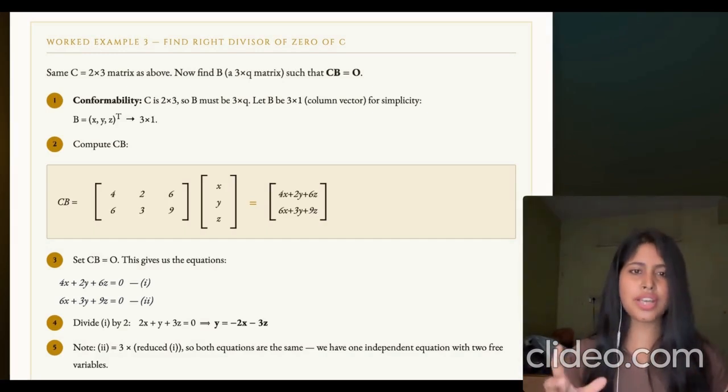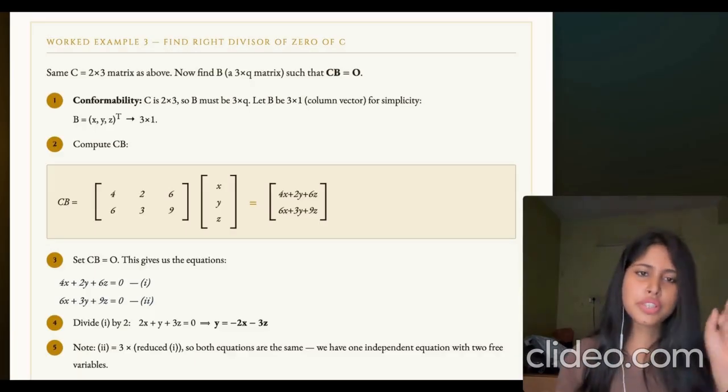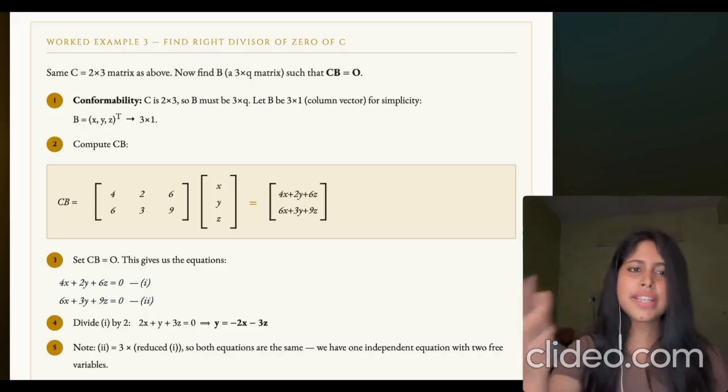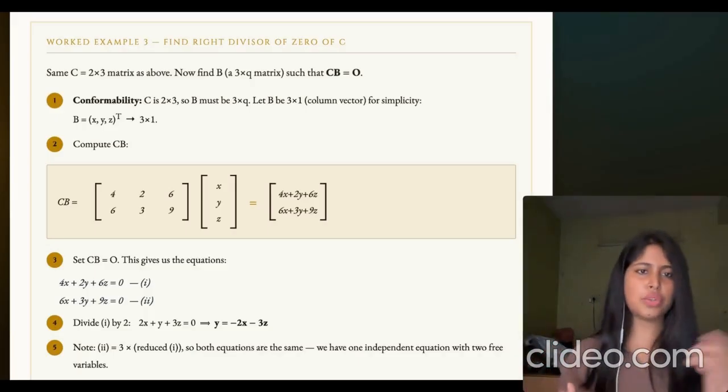Now you can notice the change, the shift, that C is now on the left, and C here is 2 cross 3. Now for CB to be defined from the conformability rule, we can say that B must have 3 rows. Now let's take B to be 3 cross 1. Why? Because then it will be the simplest case possible. And let us take the entries to be x, y and z, as you can see I have taken. Then you can compute the values of CB, which is the matrix multiplication, and then you will get just a column vector, column matrix, right?